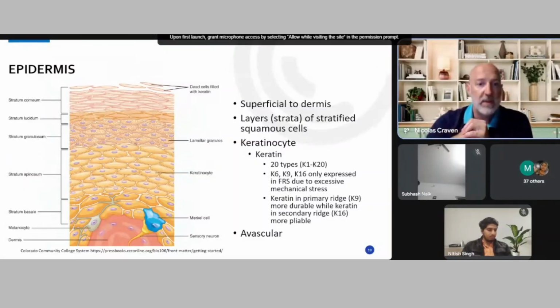And then also the epidermis is avascular, meaning there's no blood supply within the epidermis. The living cells within the epidermis get their nutrients from the dermis, and it diffuses upwards. It diffuses from the dermis superficial to the epidermis. And the keratinocytes, what we talk about, that's the most abundant cell in the epidermis. I'll talk about the other ones here in a minute.